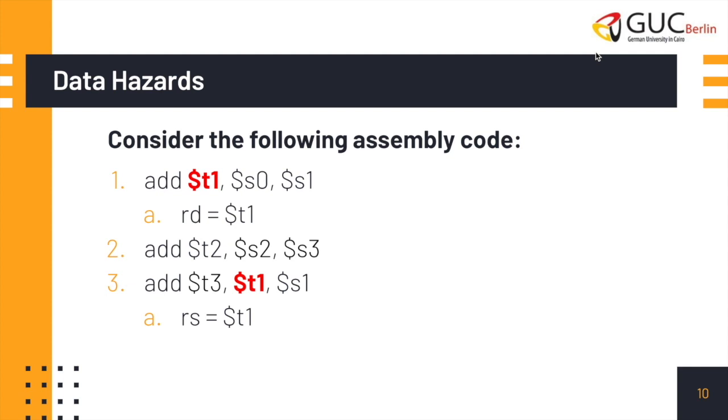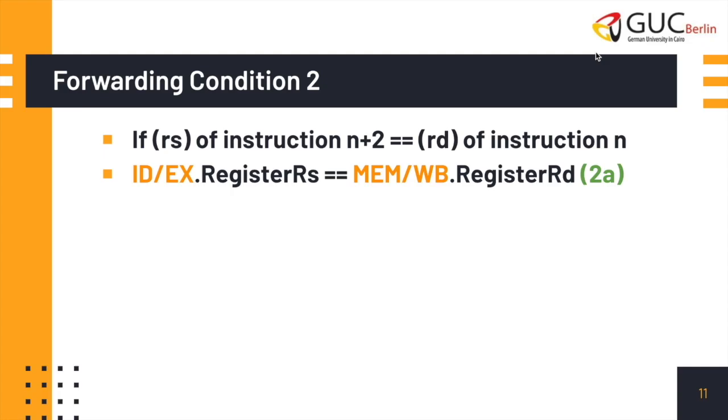So we can deduce that we have another pair of what? Of conditions, which are the forwarding conditions 2. So I'm checking here if register RS of instruction n plus 2, here not n plus 1, now we're checking n plus 2, is equal to register RD of instruction n, which is if the id/ex.register rs is equal to the mem/write back.register rd, and this condition is called 2a.